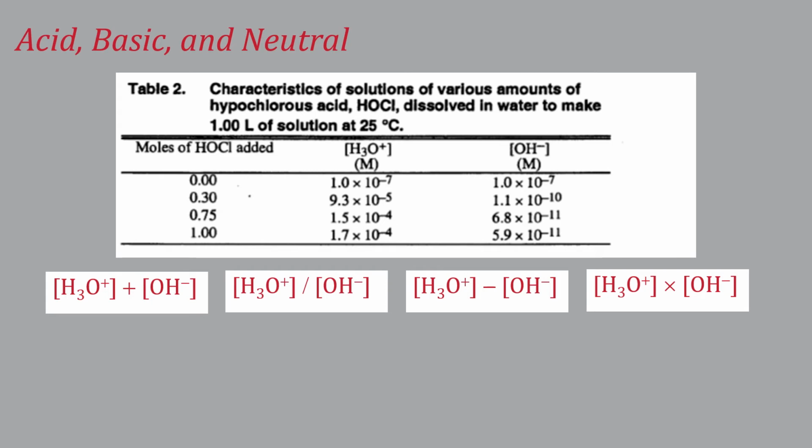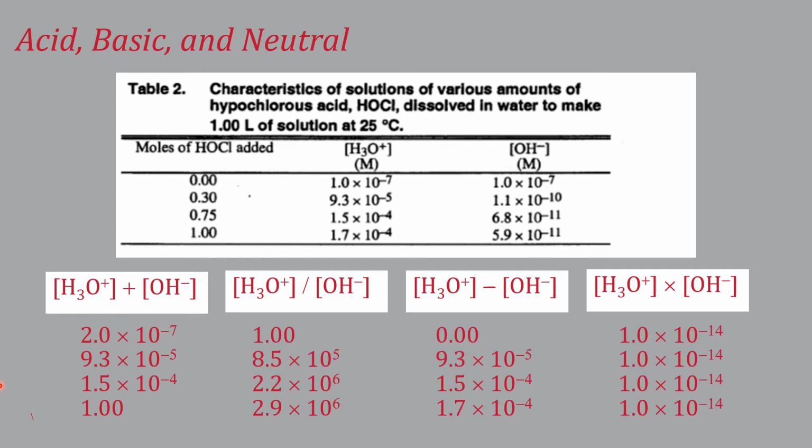All right, so let's play with some numbers. So hit pause, and if you are so inclined, maybe team up with a friend and calculate these quantities for all 4 of these samples. So you're going to have a total of 16 numbers: the sum of the hydronium and hydroxide concentration, their quotient, their difference, and their product. So hit pause and work through that.